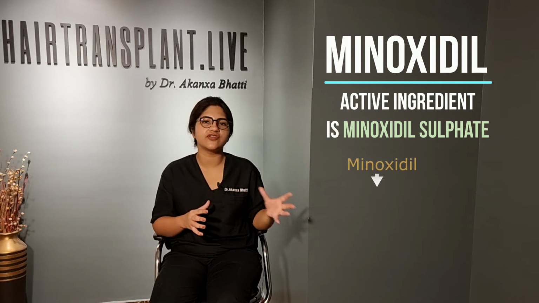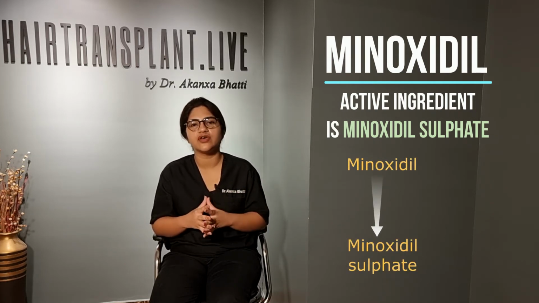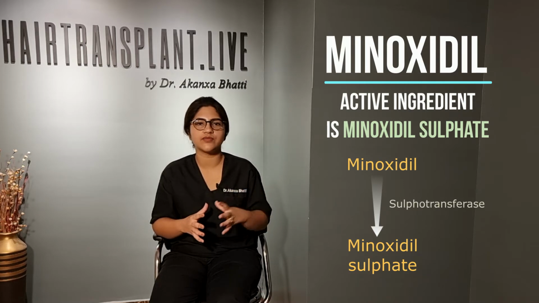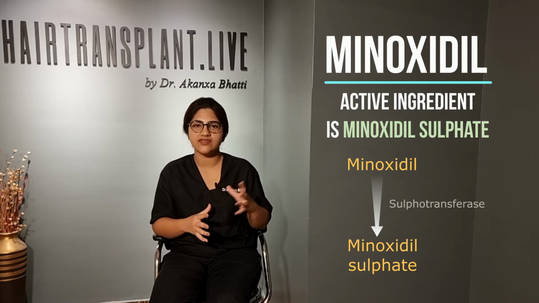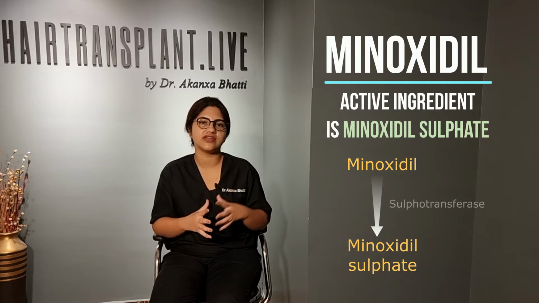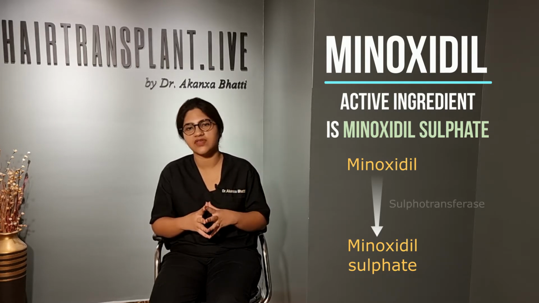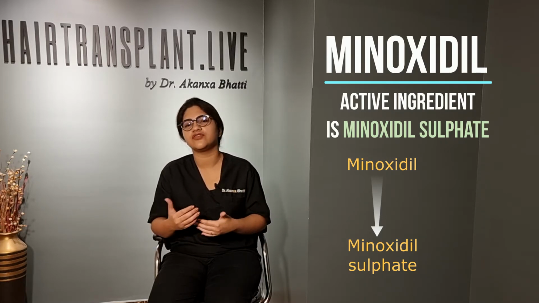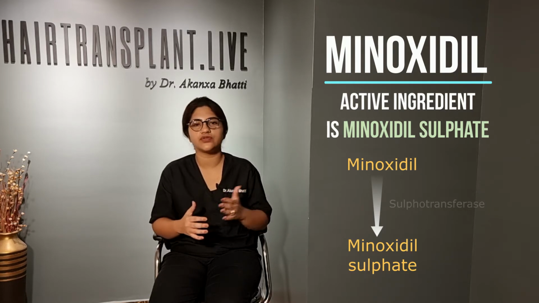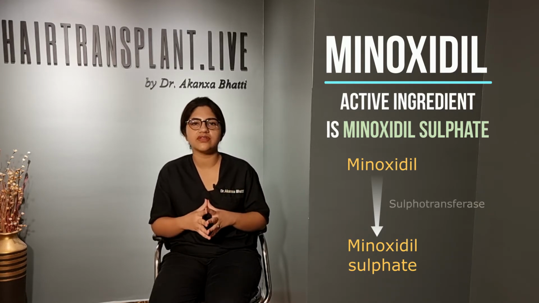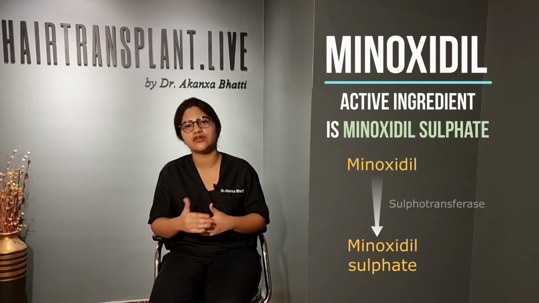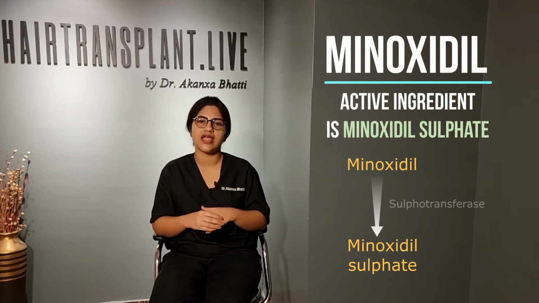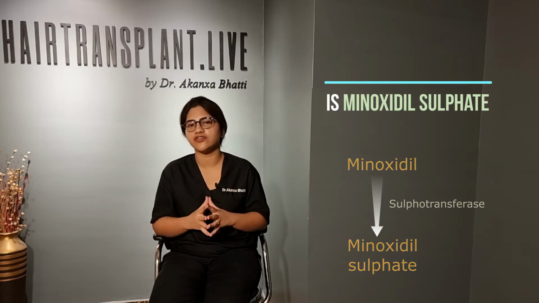Minoxidil sulfate is the active metabolite of minoxidil that stimulates hair follicles. The conversion of minoxidil to minoxidil sulfate occurs through a reaction which is catalyzed by an enzyme called sulfotransferase. This sulfotransferase enzyme is present in the outer root sheath of the hair follicles, and the levels of this enzyme can vary from person to person, just like the levels of DHT in the scalp can vary from person to person. It has been found that those who have a higher level of this enzyme in the hair follicles end up having a better response to topical minoxidil.